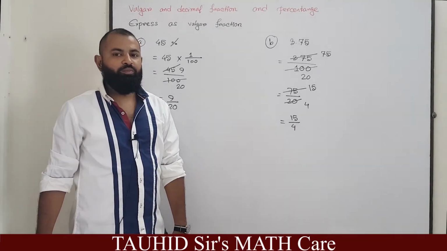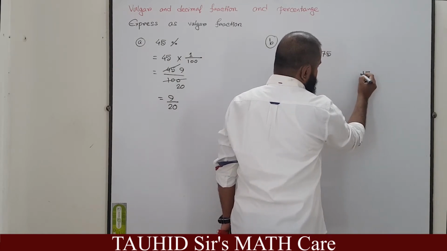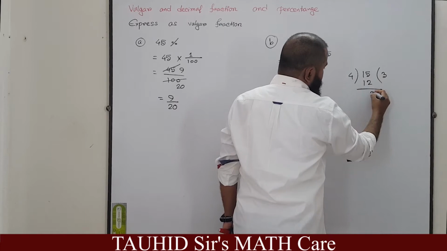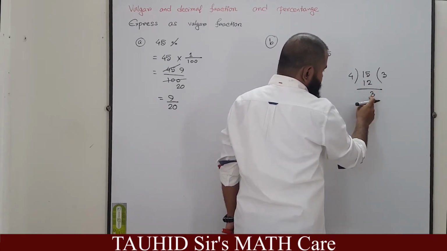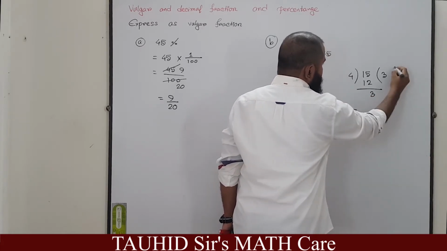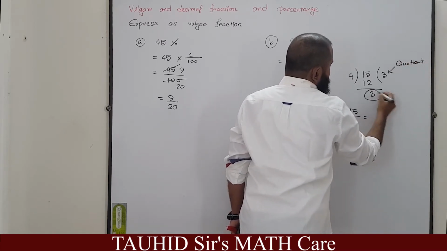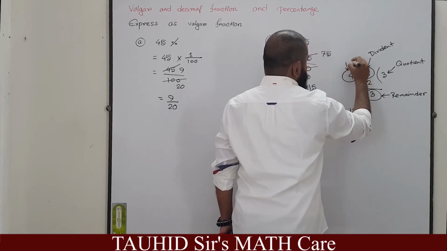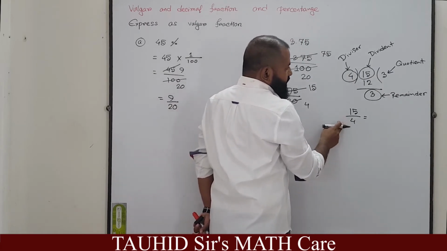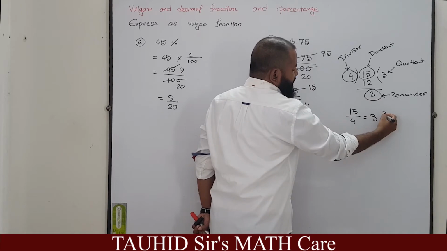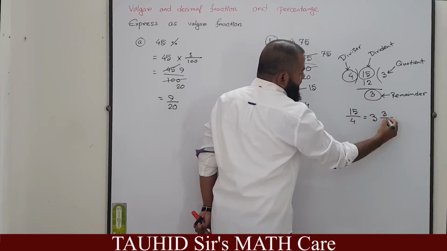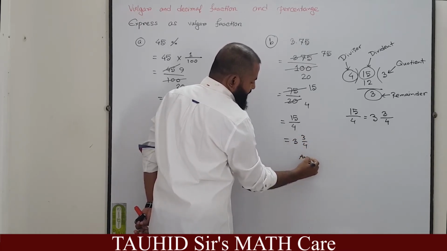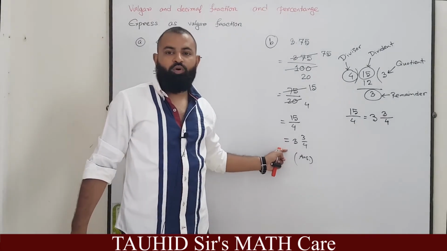And we can write it as a mixed fraction too. If we divide 15 by 4, how can we write that? 3 fours are 12. The remainder is 15 minus 12, which is 3. So 15 divided by 4 is, this is our quotient, this is our remainder, this is the dividend, and this is the divisor. So 15 by 4 is equal to, we will write the quotient. In the numerator, we will write the remainder, and in the denominator, we will write the divisor. So 15 by 4 can be expressed as 3 whole 3 by 4. This is the shape of a vulgar fraction and this is the shape of a mixed fraction.